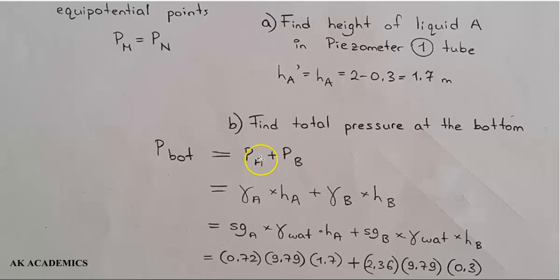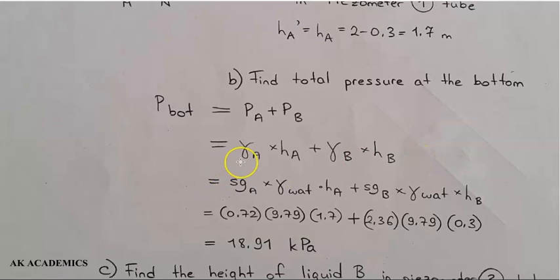We do know that pressure is given as specific weight multiplied by height. So you can see we have the specific weight of A multiplied by height of A for this pressure A, plus for pressure B we have specific weight of B multiplied by the height of B. We also know that the specific weight can be given as specific gravity multiplied by specific weight of water. Specific gravity of the liquid or of the material multiplied by the specific weight of water.